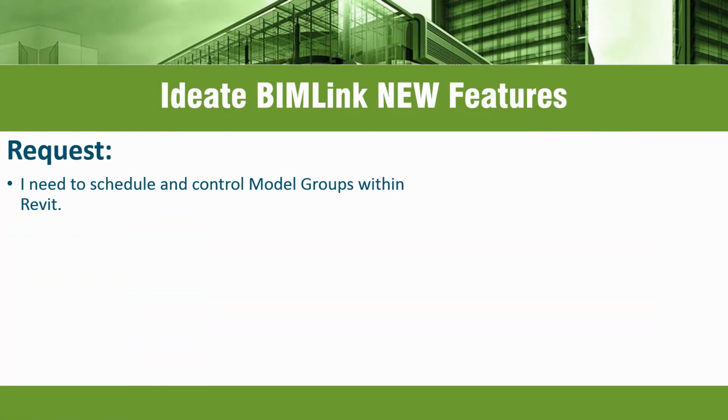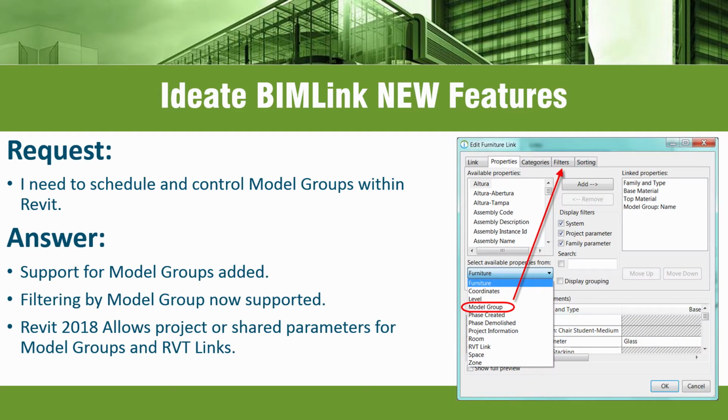You've requested it, and we now have the ability to create model group link definitions. These link definitions can be created in all three versions of Revit. You can also access the model group properties in other link definitions by choosing the Select Available Properties from the drop-down list and choosing Model Group. By choosing properties from the Model Group drop-down, you can also filter the export to Excel on Model Group properties.